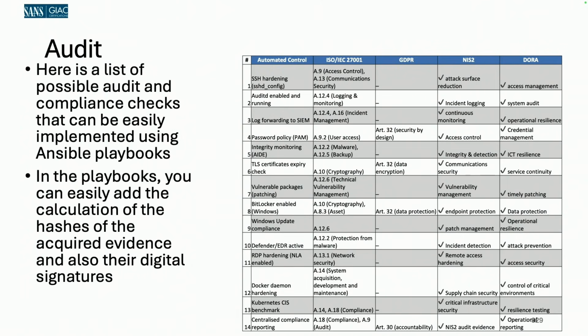Here is a list of possible audits and compliance checks that can be easily implemented using Ansible AWX. For example, we can check that the OTD is enabled and running. We can check the password policy. We can check the TLS certificate expiry and vulnerable packages. All of these are control systems in compliance.